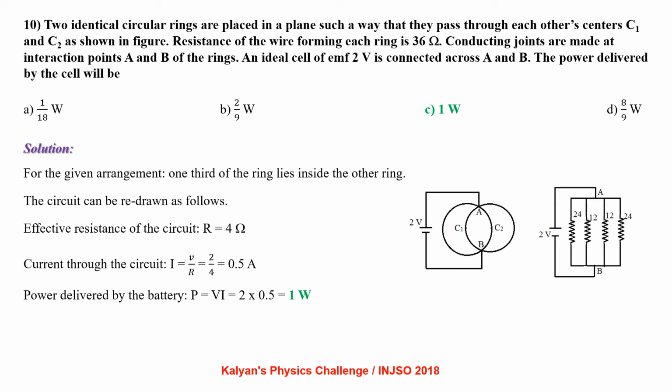An ideal cell of EMF 2 volt is connected across A and B. The power delivered by the cell will be? For the given arrangement, 1/3 of the ring lies inside the other ring. So the circuit can be redrawn as follows.